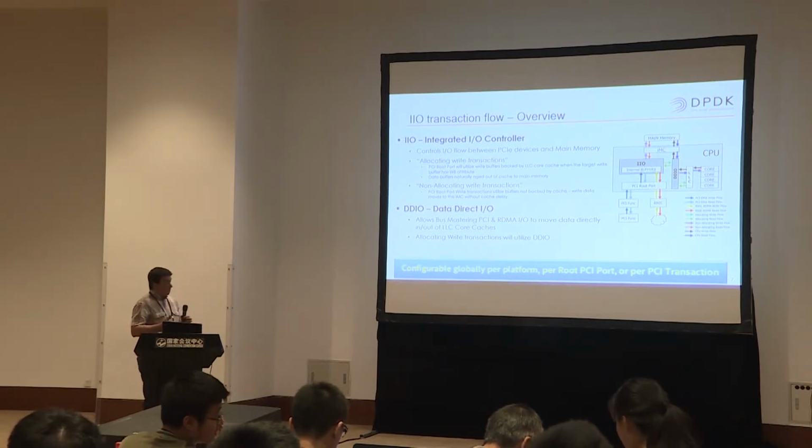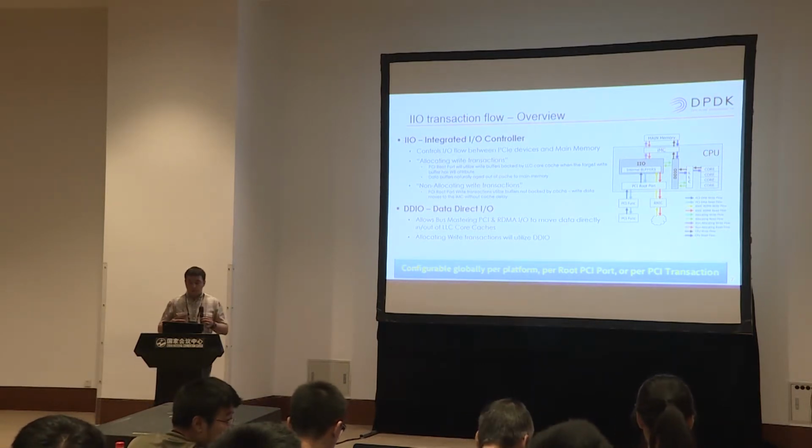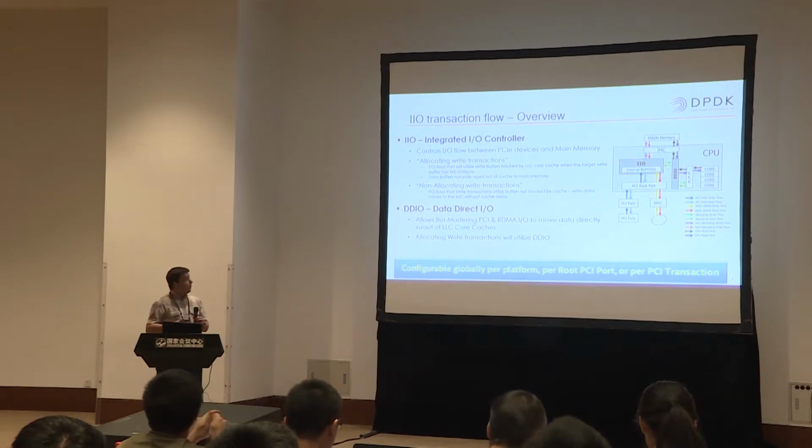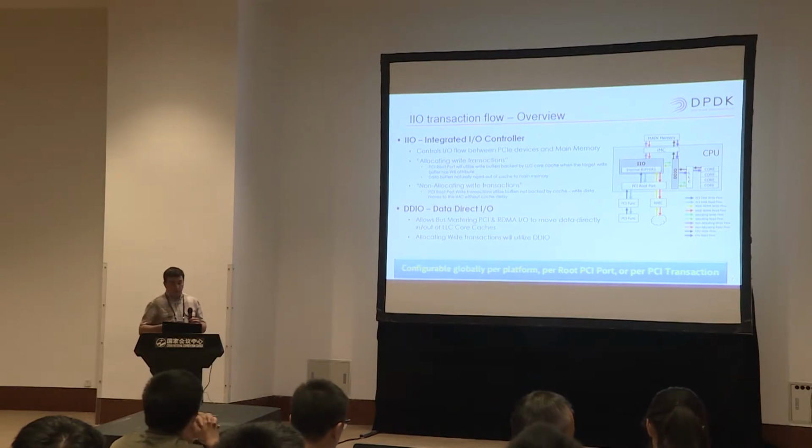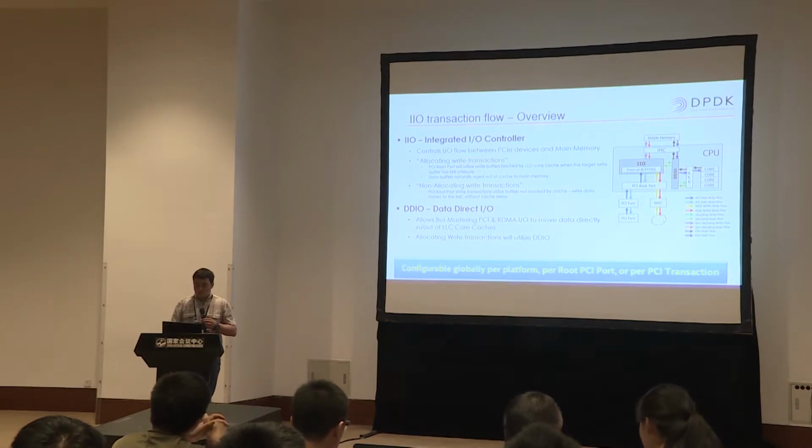The other thing that helps to limit LLC pollution is that I/O traffic is allowed to write only in two ways of the LLC by default. And that's also configurable for usages that could benefit from more I/O ways in the LLC than the default.